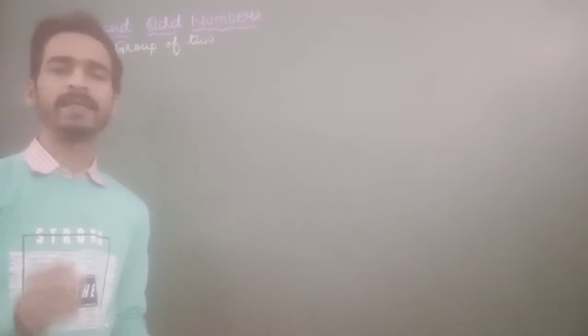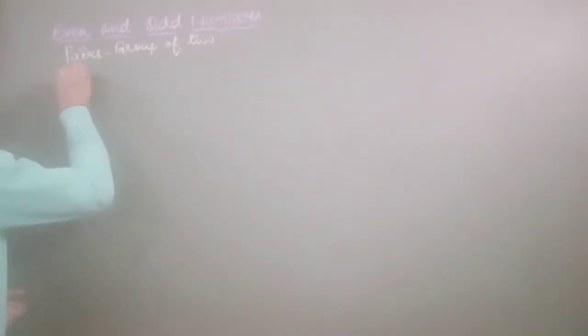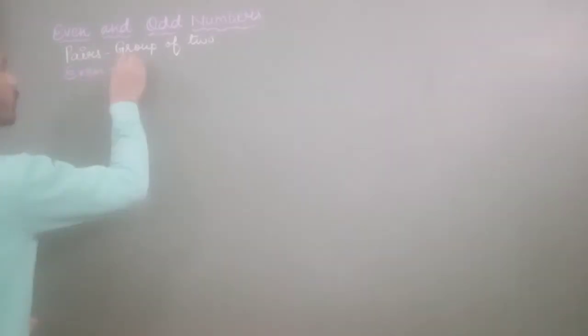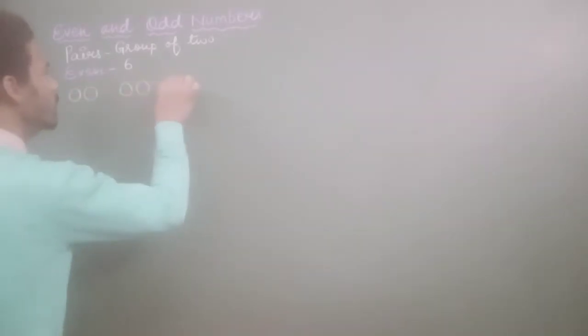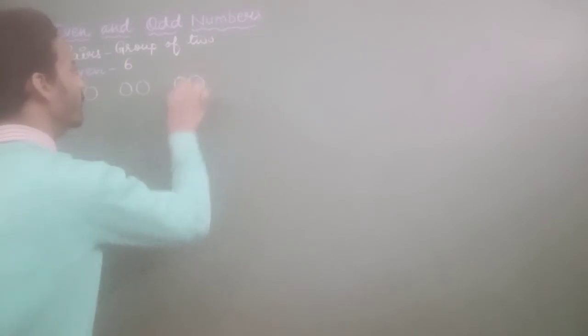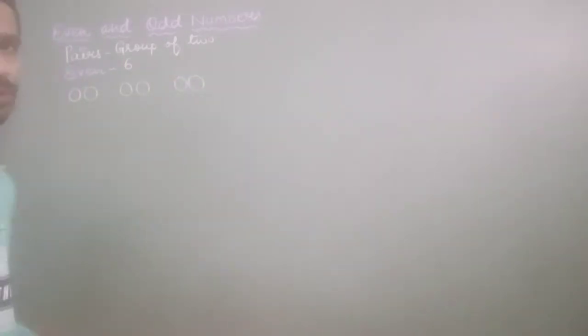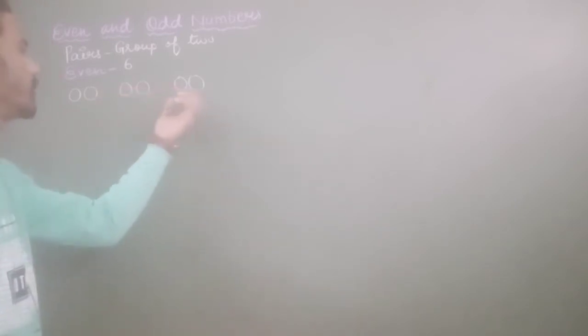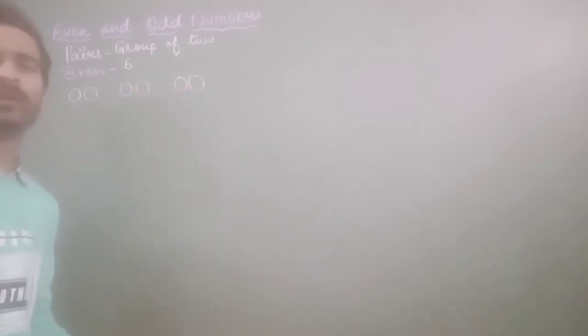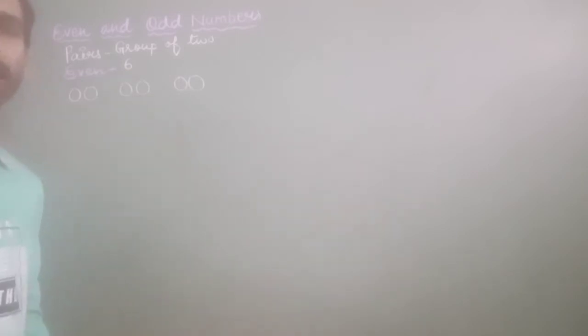For example, 6 is even. You can see here that 6 is even. There are 6 balls and they can be put in 3 rows. So we can say that 6 is an even number.